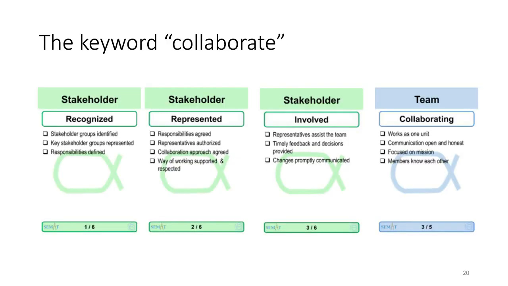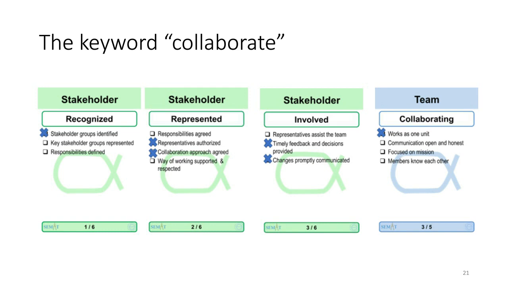So let's start with the word collaborate. When I think of the word collaborate, I first think of stakeholders. And I ask, are all the key stakeholder groups identified and represented? And are the representatives authorized, and have they agreed to the collaboration approach? And are they actively involved, providing timely feedback to the team and communicating with the group they represent?